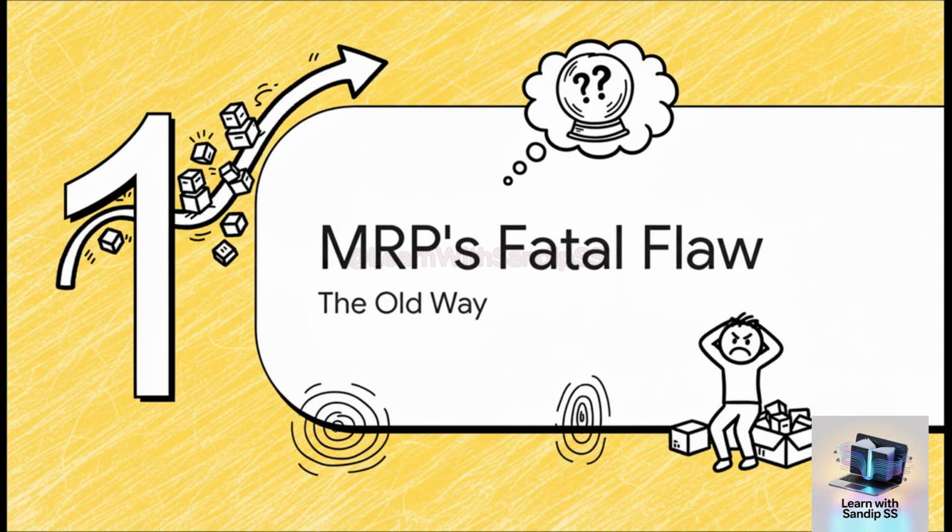So first up, let's talk about the old way. We have to understand the system that's been the beating heart of ERP for over 50 years now. I'm talking about Traditional Material Requirements Planning, or MRP. For decades, this was the engine that made supply chains run.